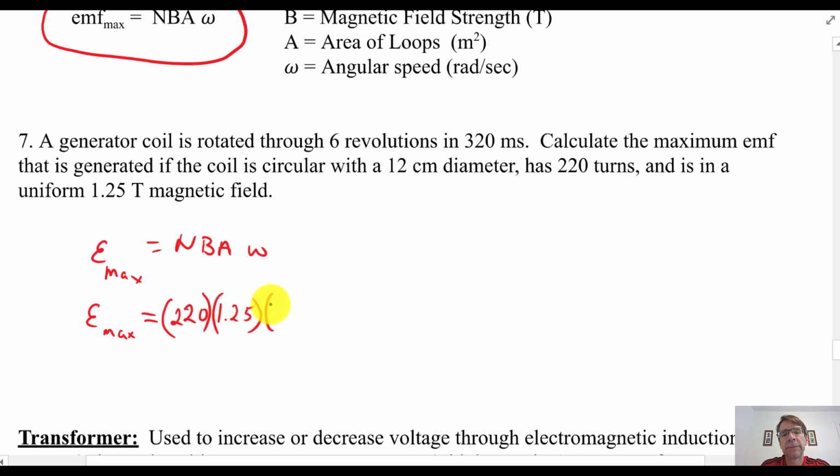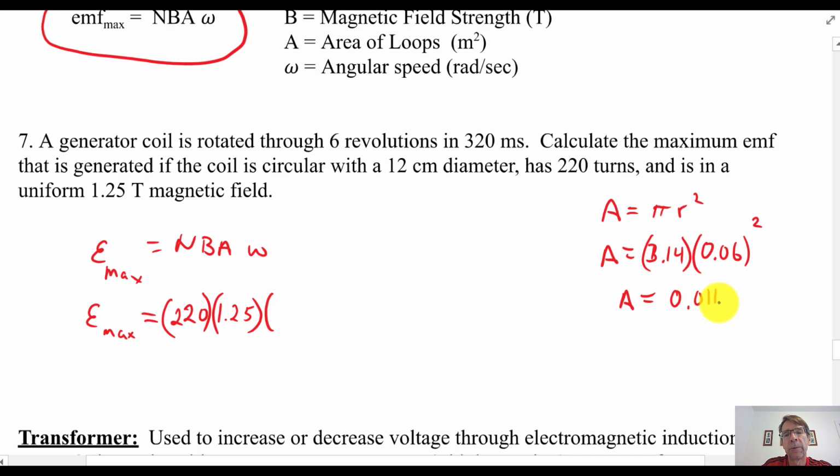For the area, I'll do a side calculation, pi r squared, and that is 3.14 pi times 0.06, because diameter is 12, radius is 6. Square that, so we get the area of this particular loop. We had this one last time, I think. 0.011 meters squared. And we want meters, not centimeters. So that's my area. I can put that in, 0.011.